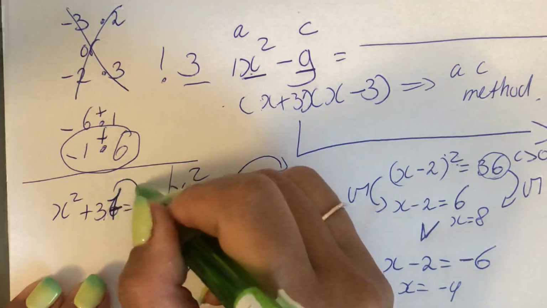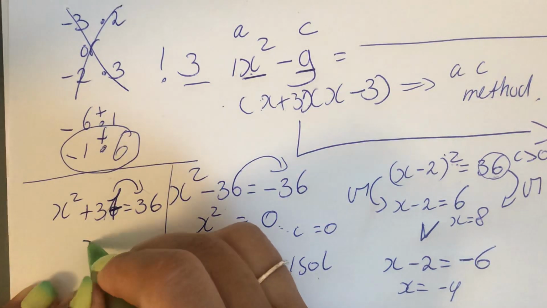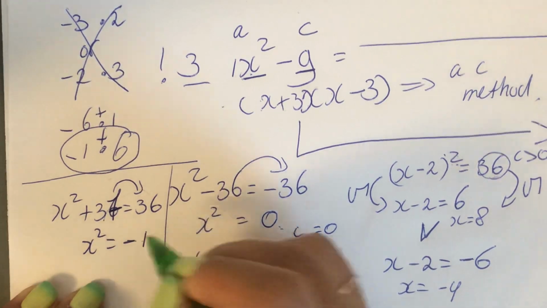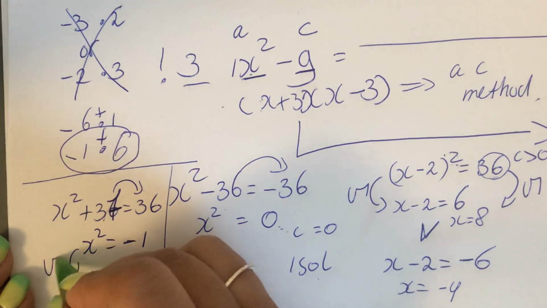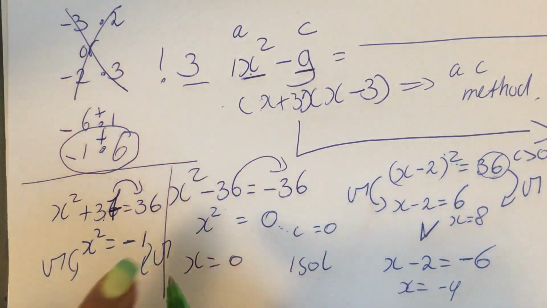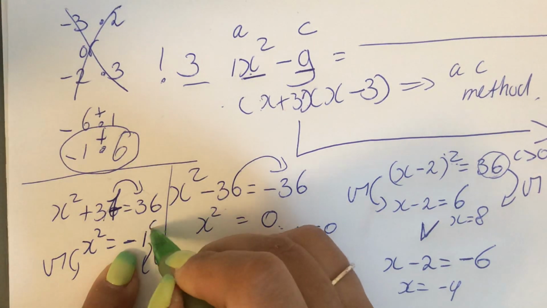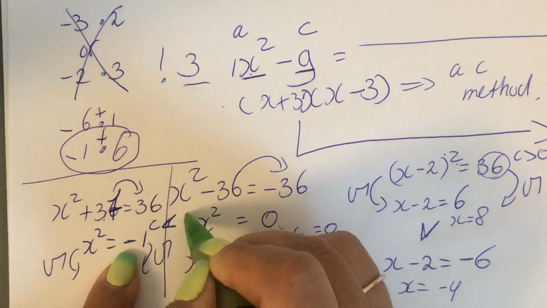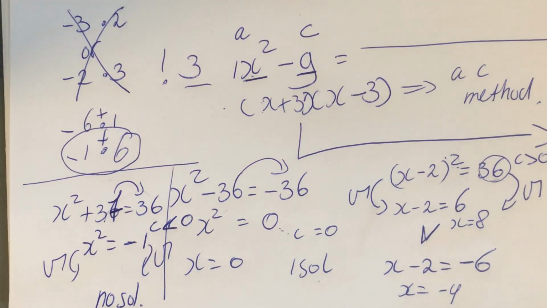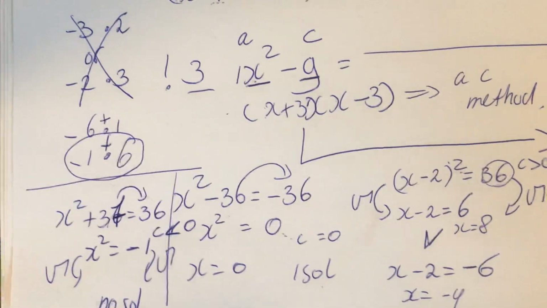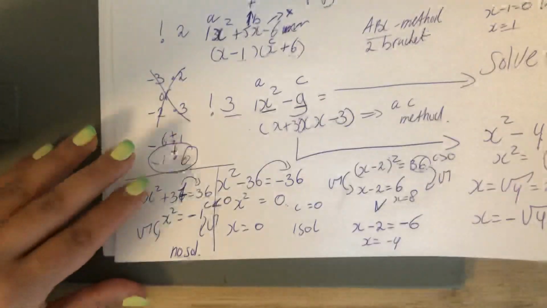If you bring this over, you get x squared is minus 1. And what's the problem here? Can you take the square root on both sides? No, because the C is less than 0. So we have no solutions at all. We cannot continue. So this is about the solving, factorizing this part.